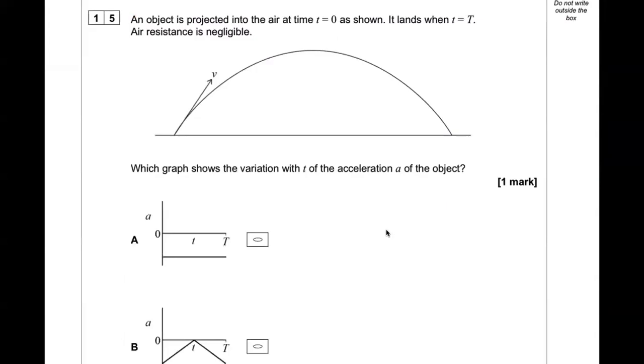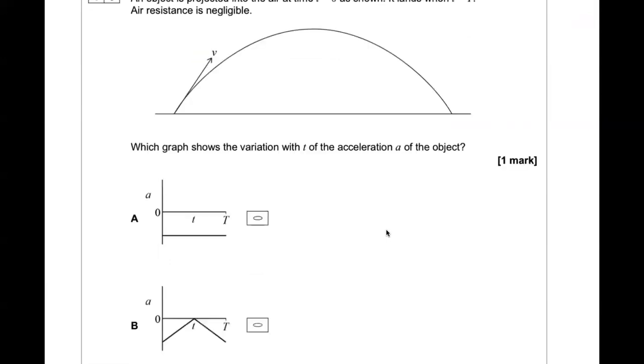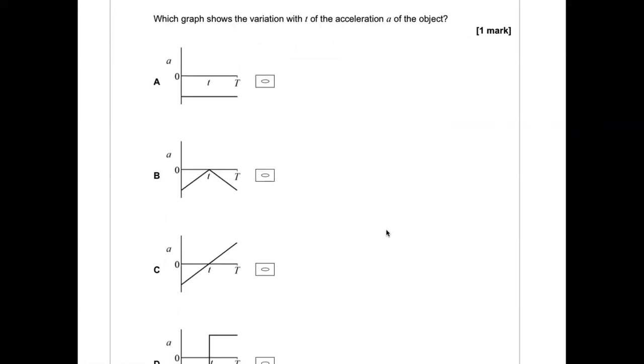An object is projected into the air at time t equals to 0. As shown, it lands when t equals to capital T. Air resistance is negligible. Which graph shows the variation with t of the acceleration A of the object? So the acceleration is a constant which is downwards, which is the acceleration due to gravity. So which one shows constants? It's just this one, which is A, right?